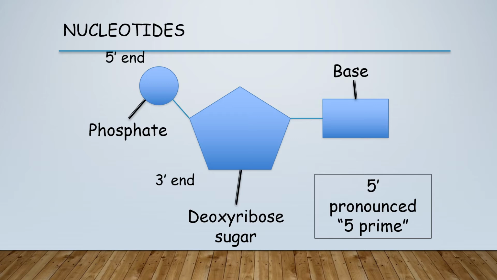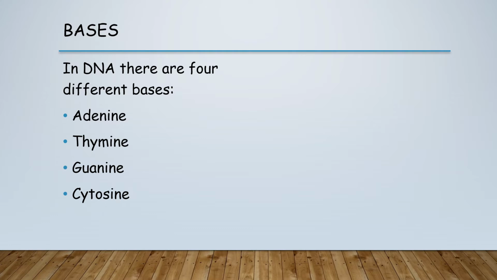But you should remember that those bases can be one of 4 different bases. So there are 4 different types of nucleotide, and that is down to the base that is attached to the deoxyribose sugar. So the 4 bases in DNA: adenine, thymine, guanine, and cytosine. Last year in National 5, you might have got away with just knowing ATGC. However, in this year, you definitely need to know at higher level adenine, thymine, guanine, and cytosine.